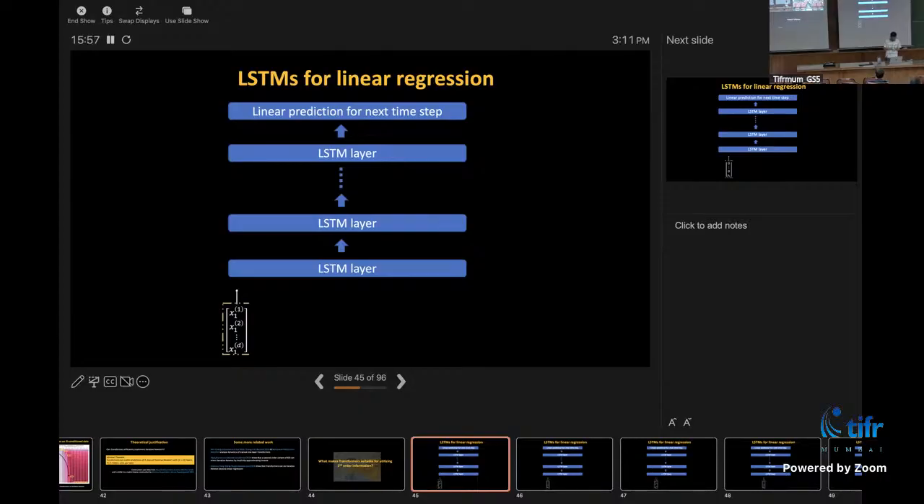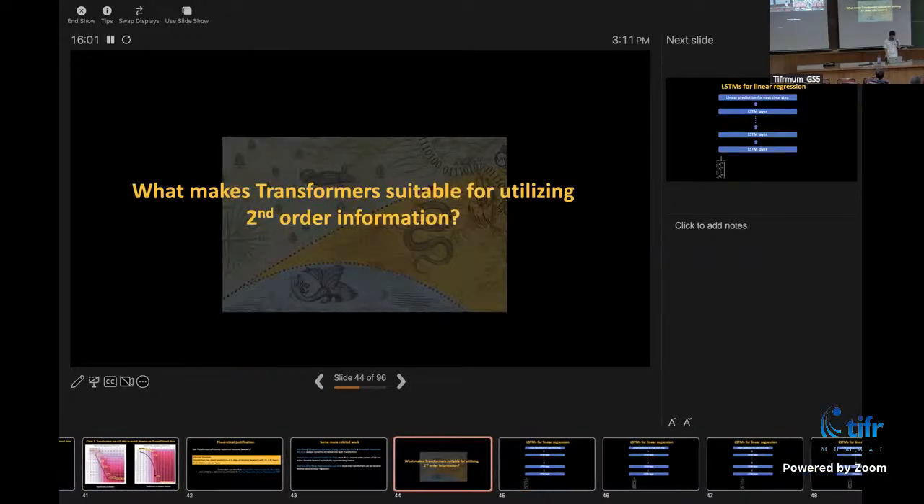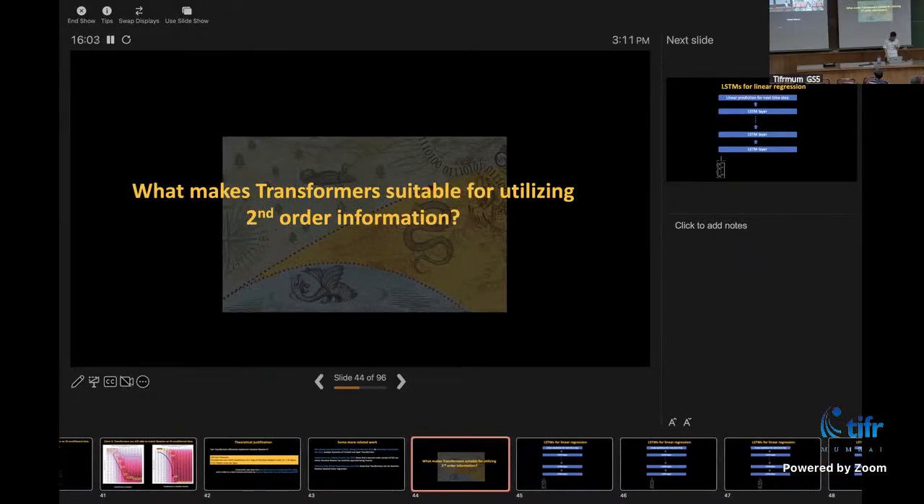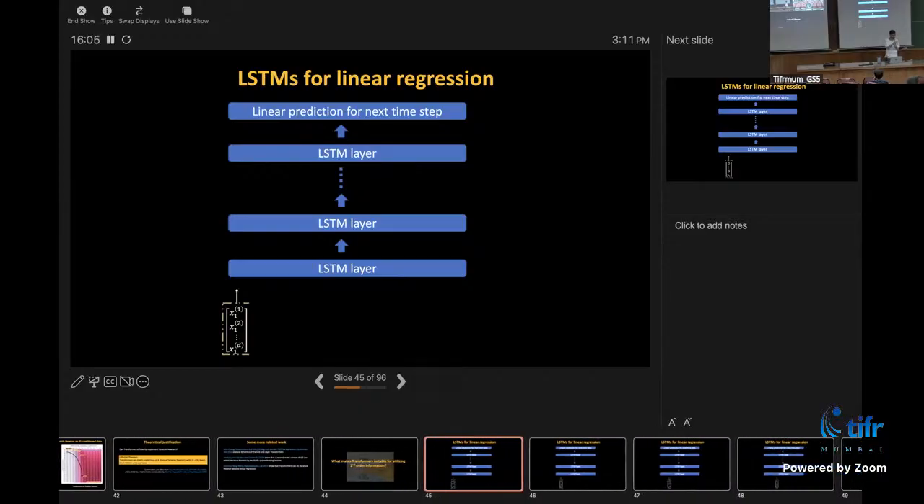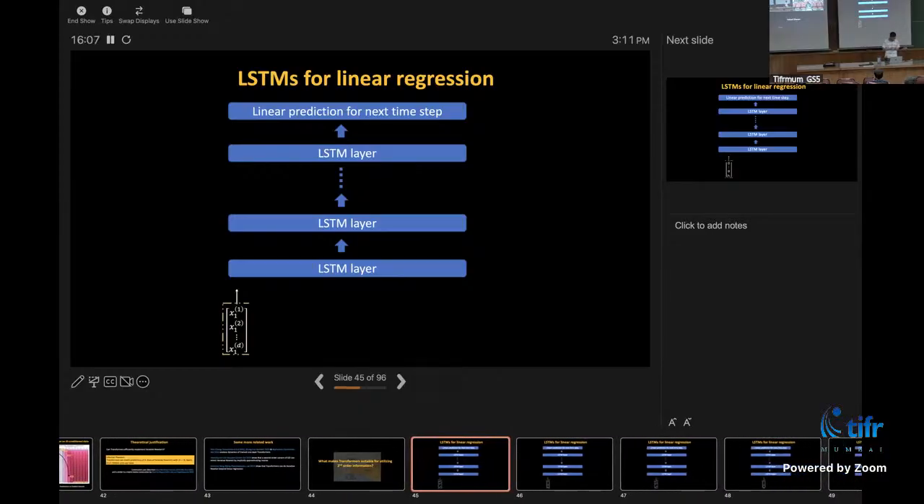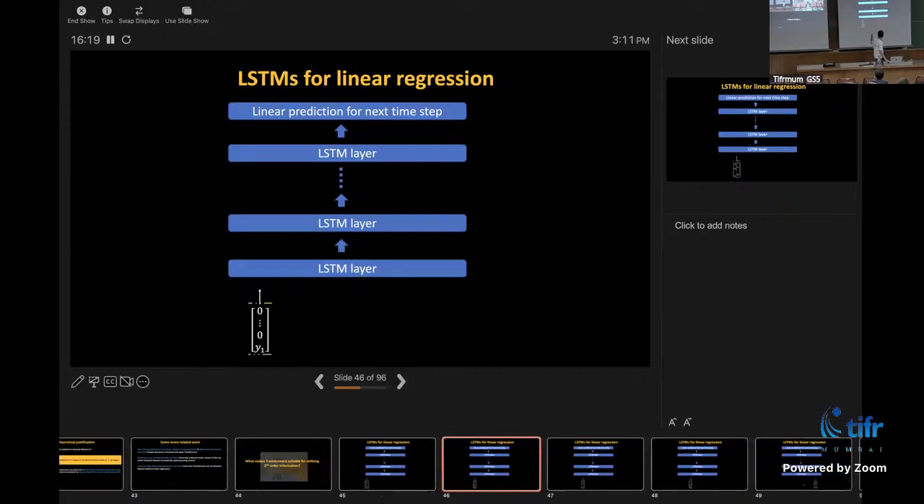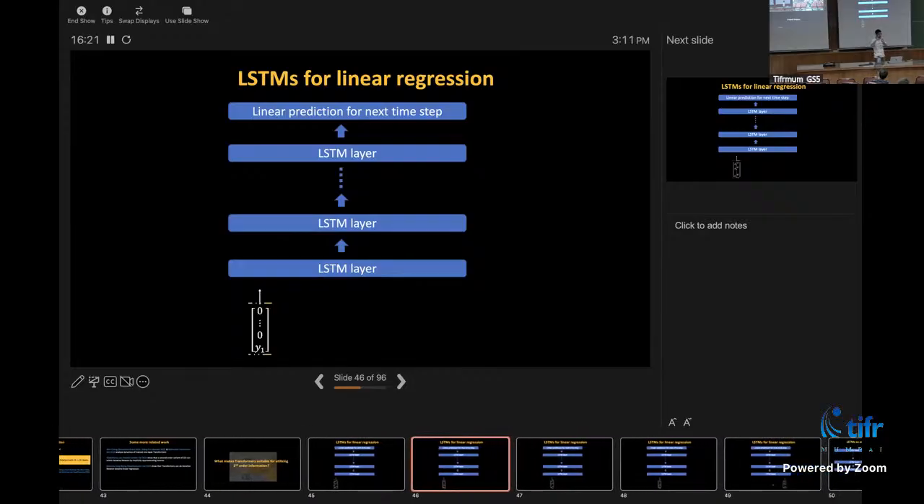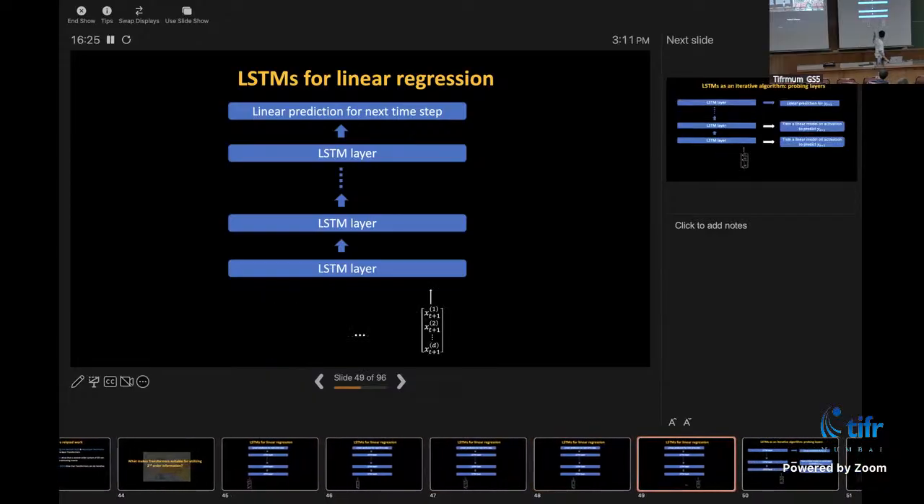In order to understand what makes transformers suitable for using the second order information, let's try to compare with a different architecture, and this will get to the role of memory as we were discussing earlier too. So let's compare with a recurrent architecture, this LSTM. Again, the details are not important. The main distinction is that with an LSTM, you're processing things online. You're getting the first input, you're making a prediction, but then the first input goes away. You don't get to store it. The second input comes and you make a prediction and so on.